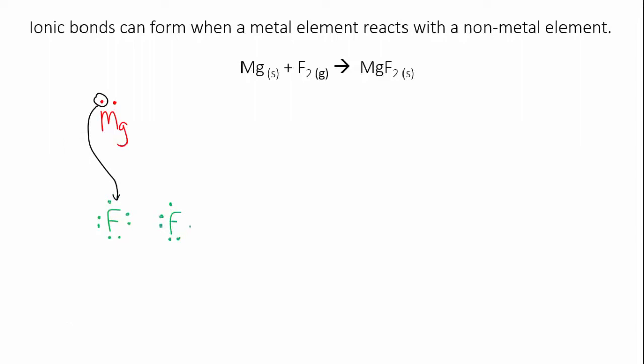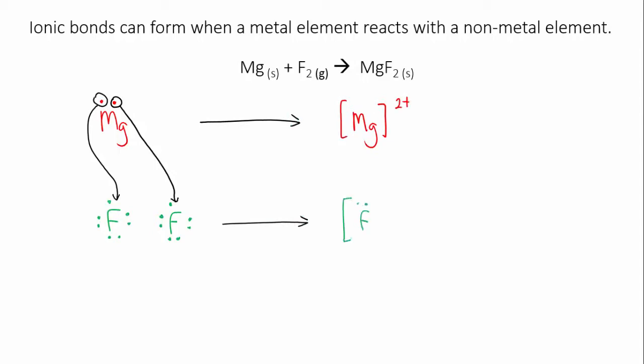Well, it can be taken up by a second fluorine atom. So, the magnesium becomes a magnesium ion with a charge of +2, and the 2 fluorine atoms become fluoride ions, each with a charge of -1. And that's why the overall formula of this salt is MgF2.